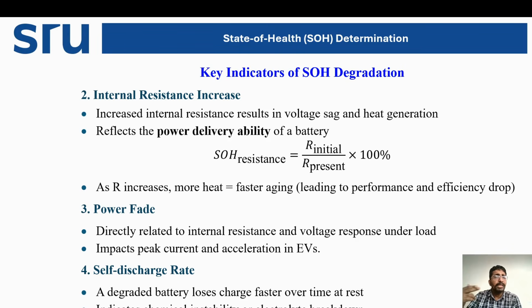So that automatic loss of charge, even if the battery is not in use, when a prolonged duration is given, is called the self-discharge rate, and it is measured per month. A degraded battery loses charge faster over time at rest, even if it is not in use. It indicates chemical instability or electrolyte breakdown. This is the main reason because of which it takes place.